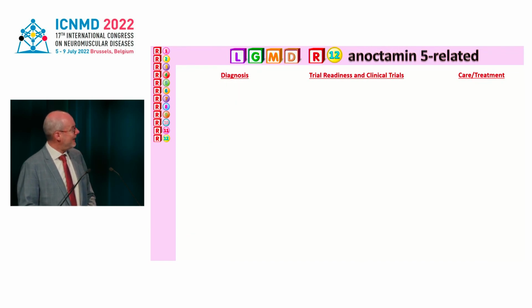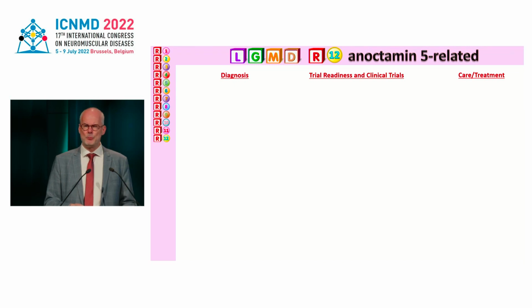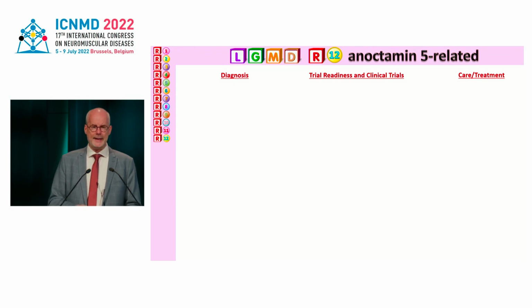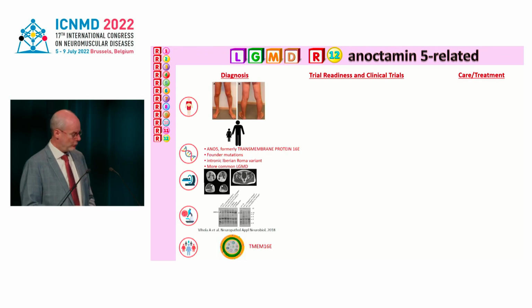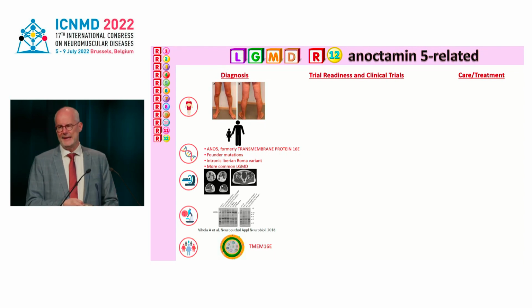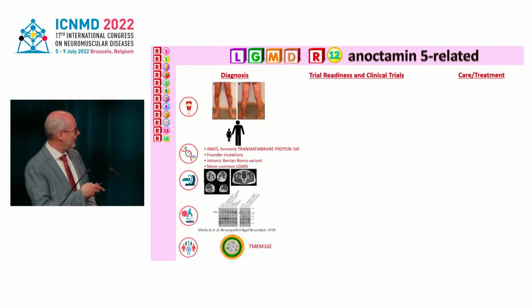Now, anoctamin 5, R12, this is a really important one, I think particularly for the adult neurologists, because this is the one LGMD where you don't really have kids that present. And it's not large males and small females that are affected, but it's predominantly males that are affected. It's interesting, but clearly there's a gender difference.